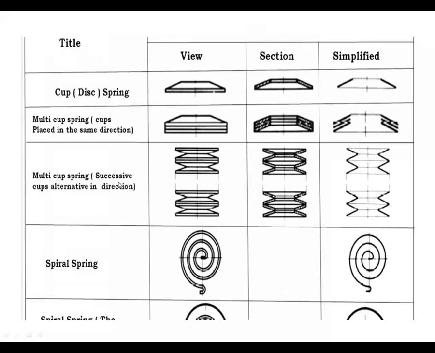Now, these are some springs: cup spring, view section and simplified section, multi-cup spring, spiral spring. Spiral spring you have seen in different types of toys, children's toys, or in your wristwatch, spiral type of spring. All these are the conventions for how to represent this spiral spring. It has a number of applications in day-to-day life.